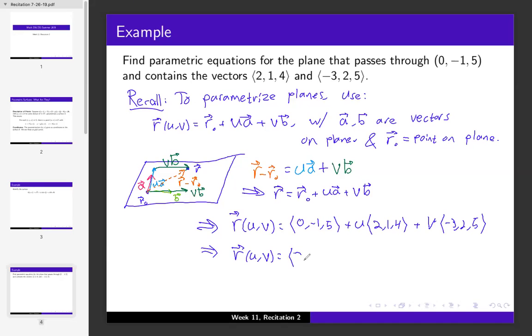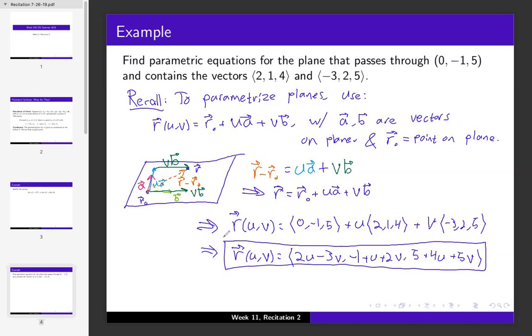is equal to (2u - 3v, -1 + u + 2v, 5 + 4u + 5v). Okay. So that's great. That's all that this really comes down to, basically. Questions so far on any of this stuff?